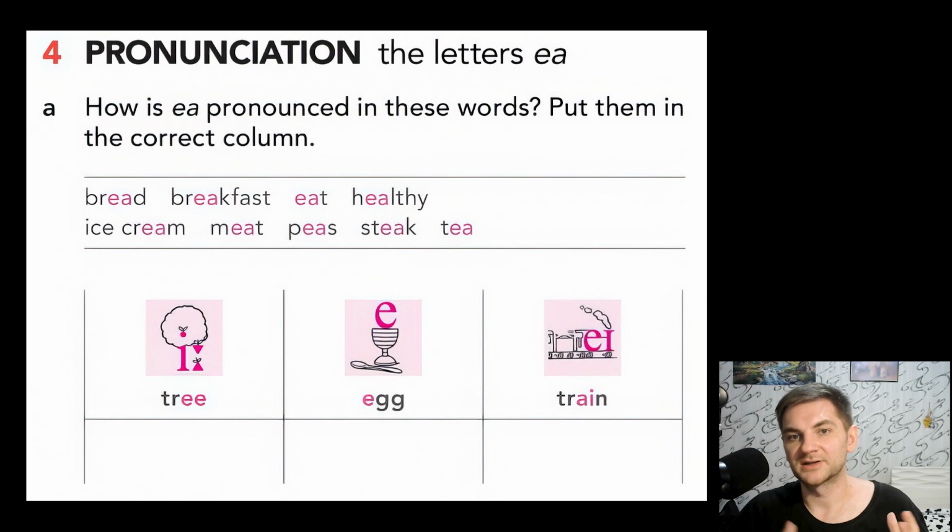Part 4. Pronunciation. How is EA, these combinations of letters, pronounced in these words? Put them in the correct column.